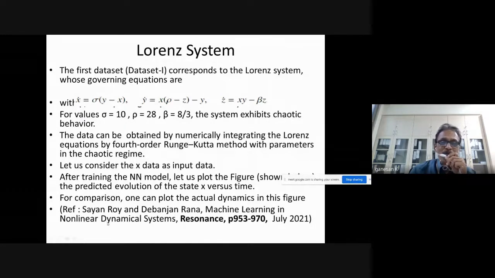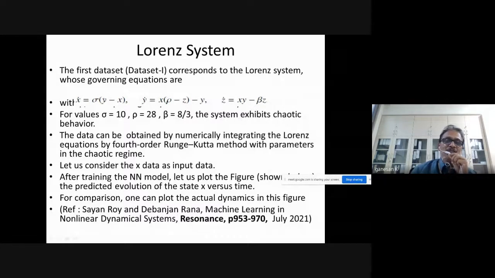I think some of you may even be attending, I believe, Sayan Roy and Devanjan Rana, who have recently published this paper on machine learning in nonlinear dynamical systems on resonance. In fact, it's going to explain what I have said in a simple logic. In this particular paper, they have taken the Lorenz nonlinear system. So these are the Lorenz equations of motion. People who have worked in nonlinear dynamics know that these are the underlying equations of motion. And these are some of the parameters.